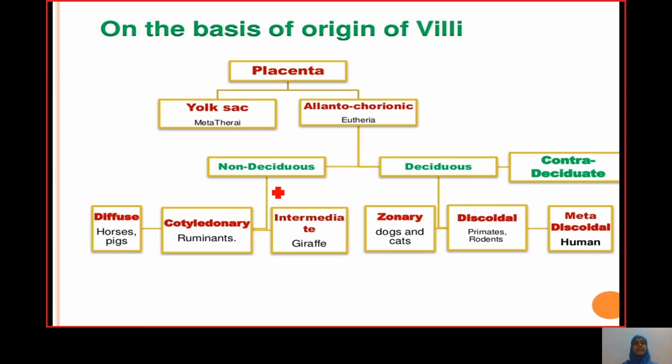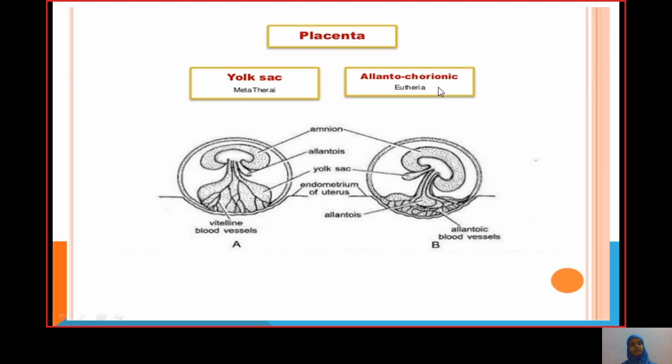Here you can see this non-deciduate placenta is again divided into three types: diffuse placenta, cotyledonary placenta, and intermediate placenta. Next, the deciduous placenta is divided into three types: zonary placenta, discoidal placenta, and metadiscoidal placenta. Now we will discuss these types of placenta.